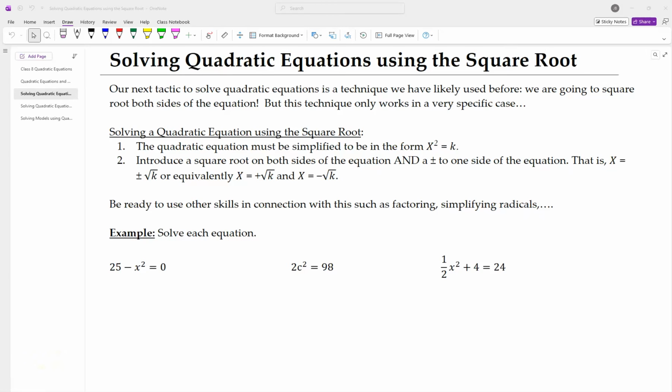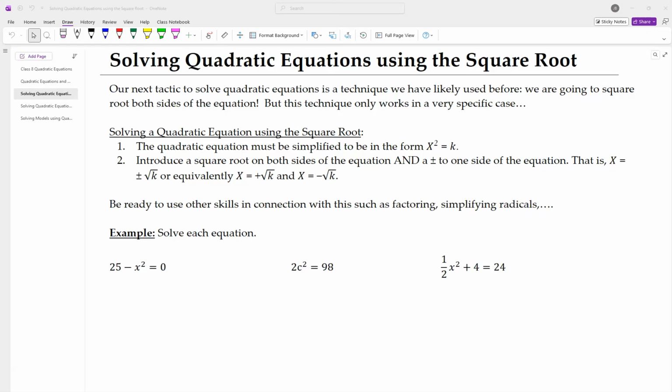Welcome back, and we're going to continue on and look at another way to solve quadratic equations. The next tactic is likely something that we've done and seen before, but we're just going to give it a name, and it is using a square root. The book that we use for this course calls it a square root property. I just think of it as you do a square root, right?